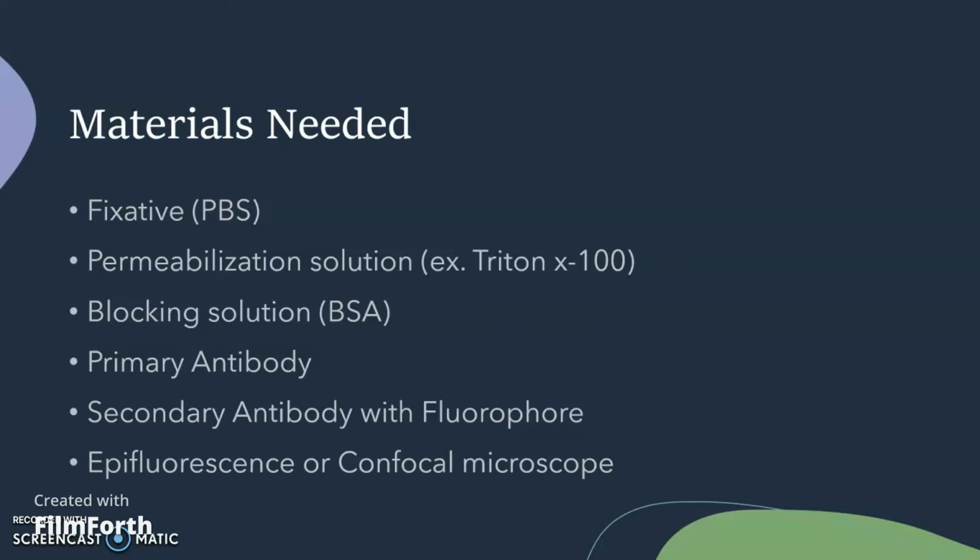So some materials that are needed for this particular technique are a fixative. One specific fixative that can be used is PBS. A permeabilization solution, an example of this is Triton X-100. A blocking solution, which can be used is BSA, a primary antibody specific to a certain protein, a secondary antibody, which will be used to bind to the primary antibody. The secondary antibody will also contain a fluorophore, and either an epifluorescence or confocal microscope to view the particular sample.